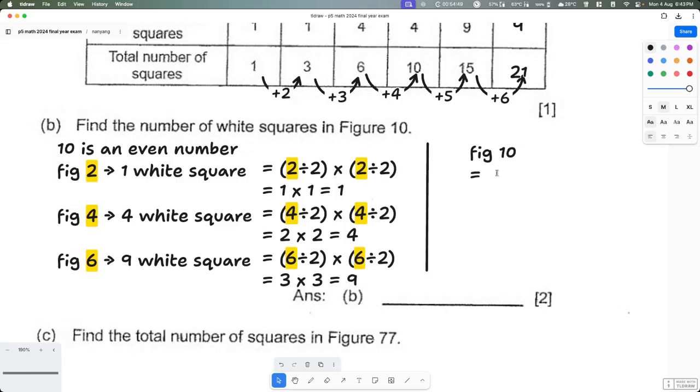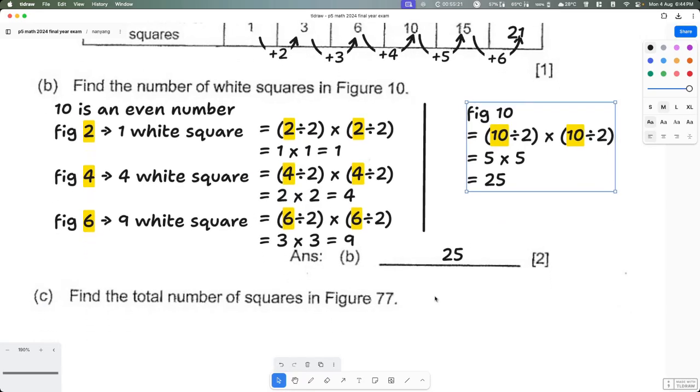So figure 10 will be 10 divided by 2. Alright, so I'm just gonna put this. Okay, so basically this one, figure 10 will be just 10 divided by 2, 10 divided by 2, and 10 divided by 2. So this will be equal to 5 times 5. This will be 25. Okay, that's the answer. The answer is 25.